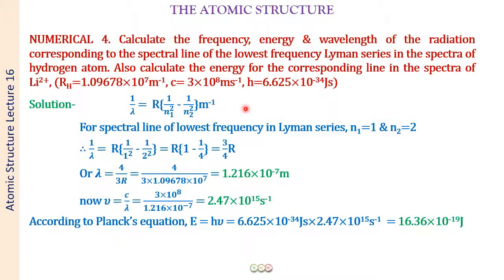Now you have to calculate the next part, the energy for the corresponding line for the spectra of Li2+. So if you have the energy for the hydrogen atom, you can find the energy for Li2+ also by multiplying the hydrogen energy by Z square. So multiply this by 9, you are going to get 147.27 into 10 power minus 22 kilojoules per atom. Fine. So I hope this is clear.